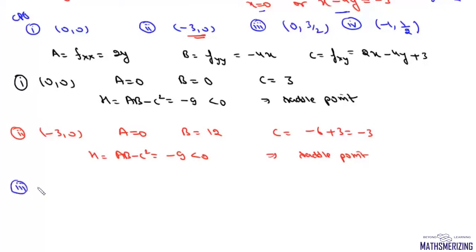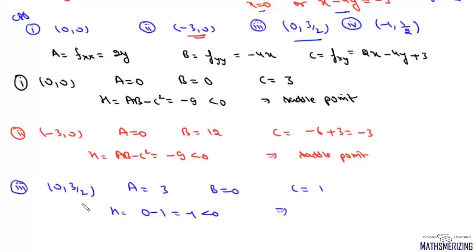Now this third point, which is (0, 3/2). The value of a is 3. The value of b is 0. And the value of c is +1. H here is 0 − 1, so it is −1, again less than 0. So (0, 3/2) is again a saddle point.